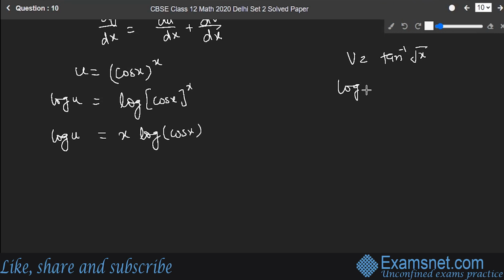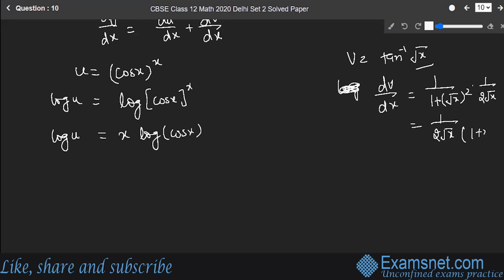And there is no need to take log over here in the second case. This is tan inverse. So here simply dv by dx will be equal to 1 upon 1 plus root x whole square, into 1 upon 2 root x, because the derivative of under root x will be 1 upon 2 under root x. So this is equal to 1 upon 2 root x into 1 plus x. This is dv by dx.